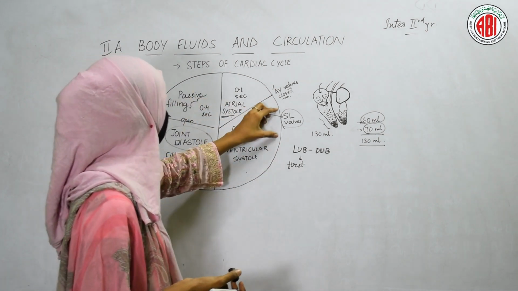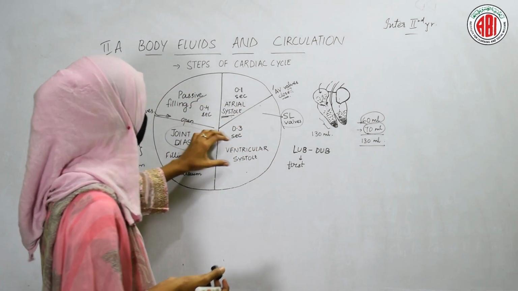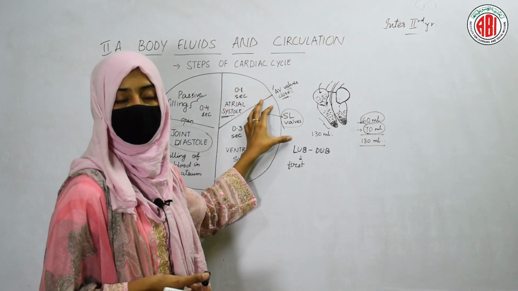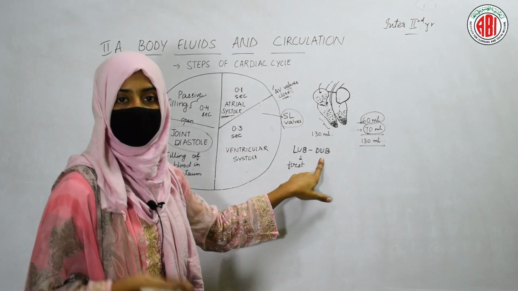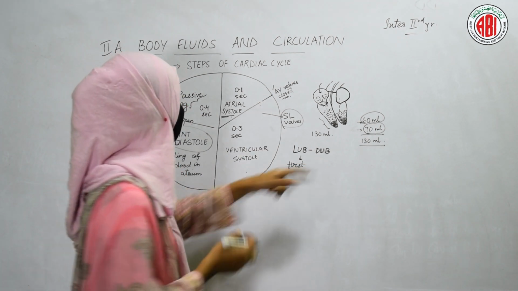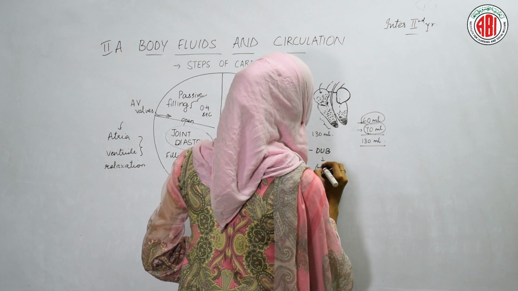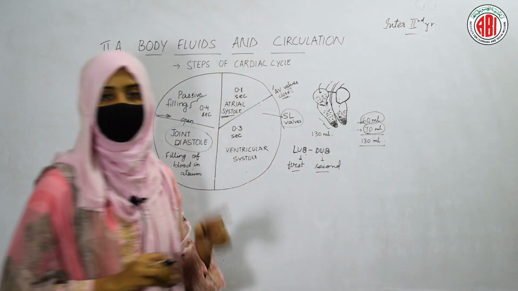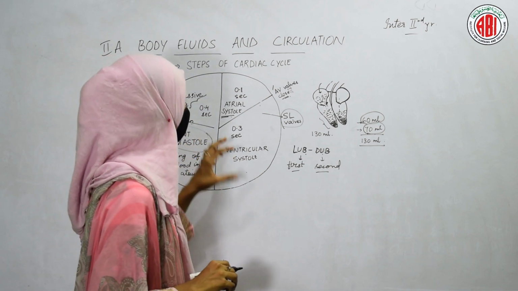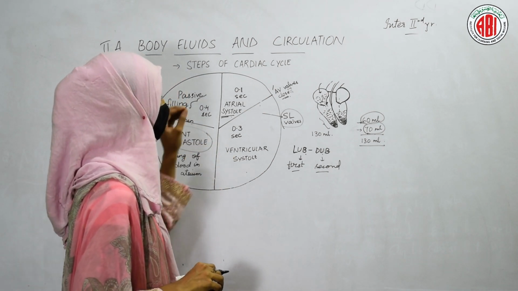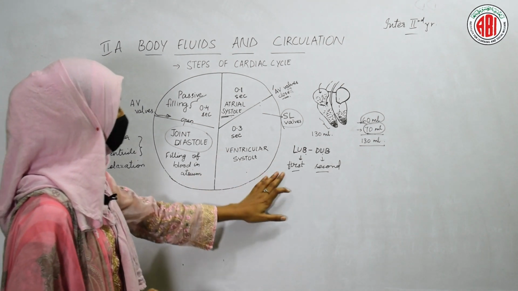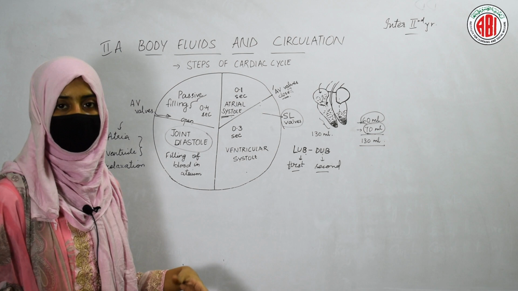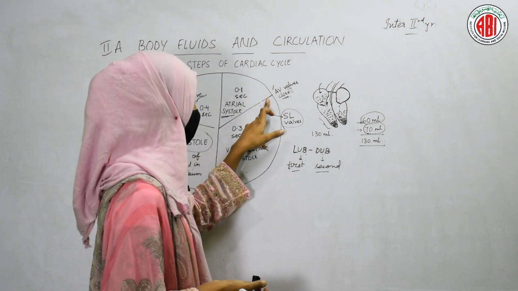And when the ventricles relax, the semilunar valves get closed. On the closure of the semilunar valves, you can hear the second sound of our heartbeat, that is dub. So the first sound is lub and the second one is dub. Both these sounds are produced on the closure of different valves. The first sound is produced by the closure of tricuspid and bicuspid valves, which are nothing but atrioventricular valves.